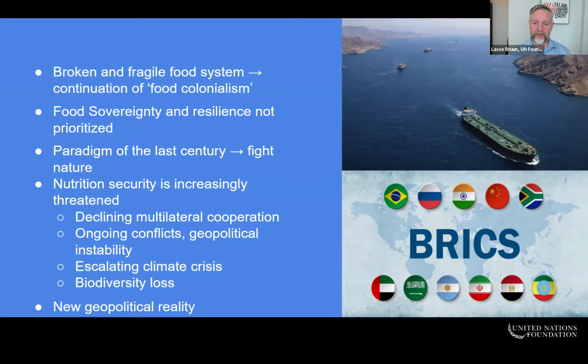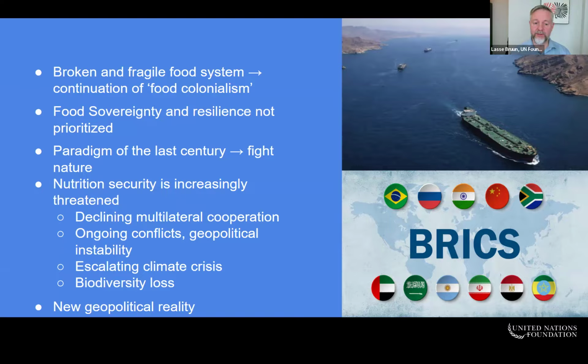Food sovereignty, the rights to grow your own food for yourself as farmers and people, and resilience, long-term resilience, are not being prioritized. And as I just mentioned, we're still operating under the paradigm of the last century that we're trying to fight nature, as opposed to working with nature, for instance, using agroecology. Also, nutrition security is increasingly threatened around the world.